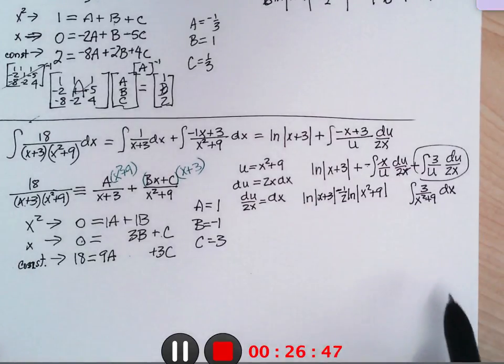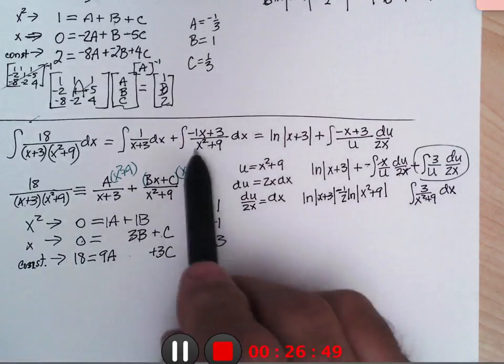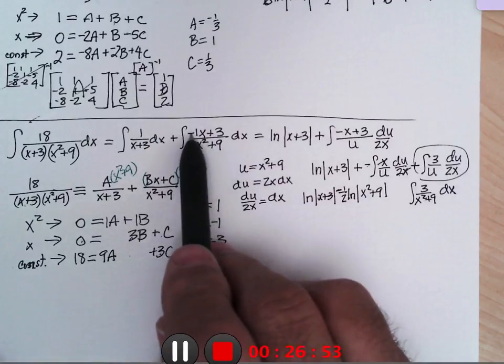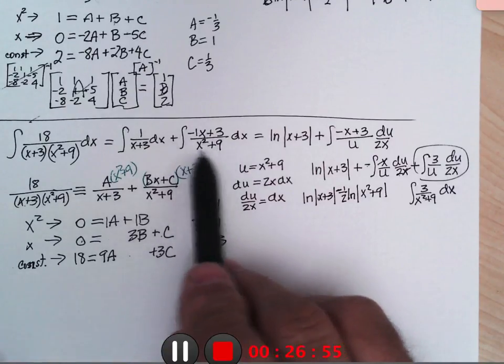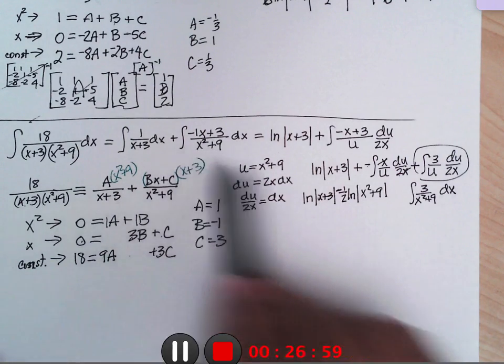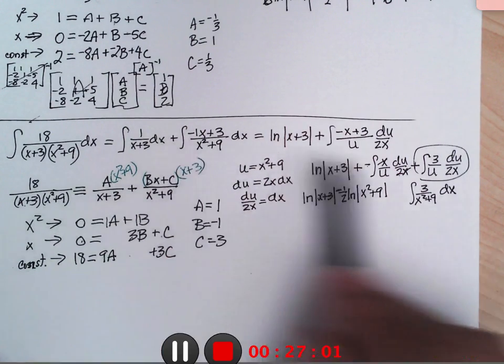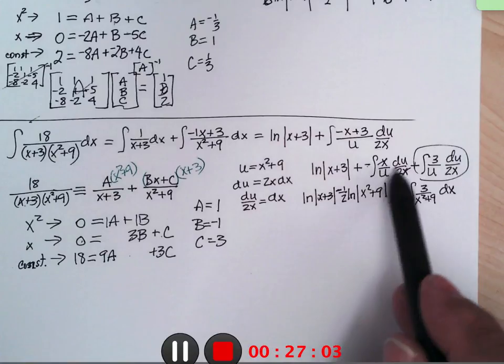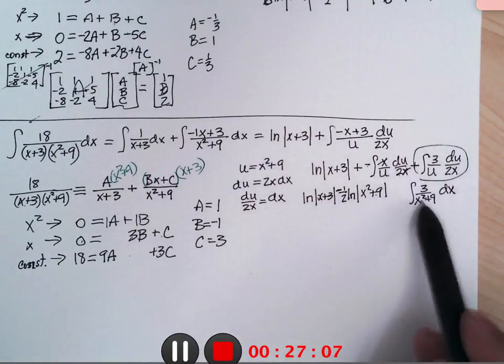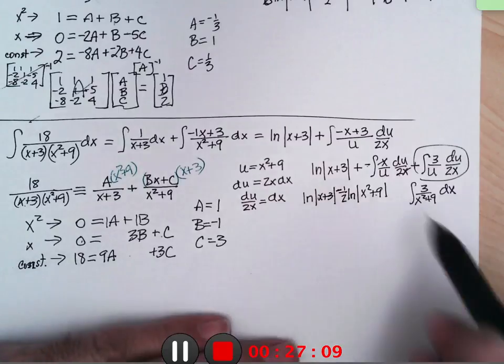So what I probably should have done, so I didn't confuse you, is split this up into the minus 1 over x over this, and then 3 over this. The minus 1 over x is what I got out of this part. But I still have this to do. And this is a little bit tricky to see.